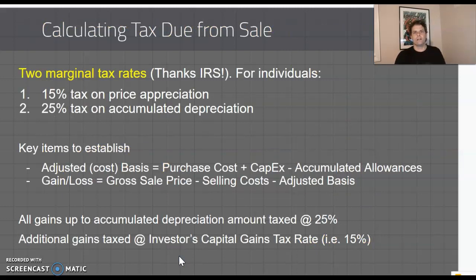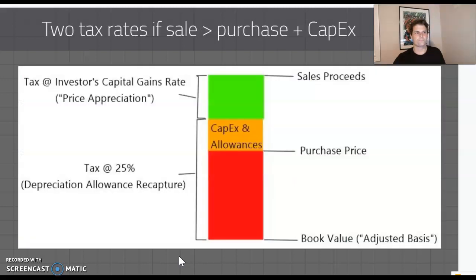So this slide covers a lot of what I've just spoken, just puts it more into text. So the key thing here is we've got two marginal tax rates. That's much different than income tax where you're just dealing with one marginal tax rate. And there's two items that we have to establish from the accounting world. So what is our adjusted basis? What does the IRS think the asset's worth? Another term for adjusted basis is book value. You may understand that more than the technical term adjusted basis. And we use that adjusted basis to calculate our gain and use those two tax rates.